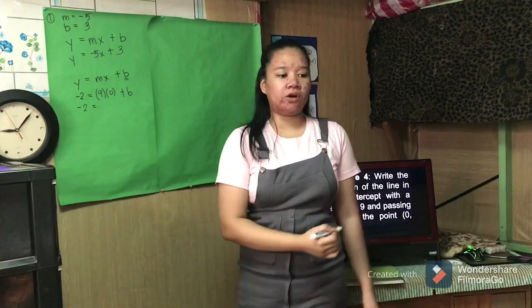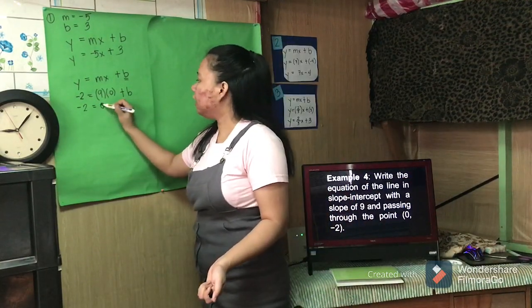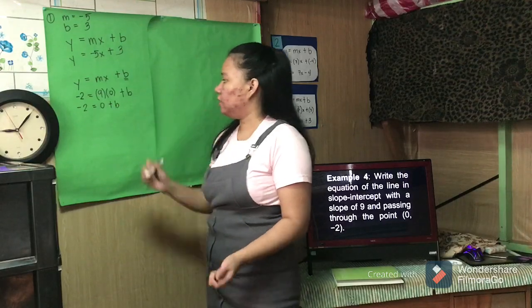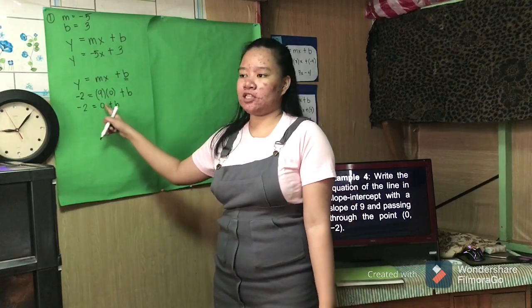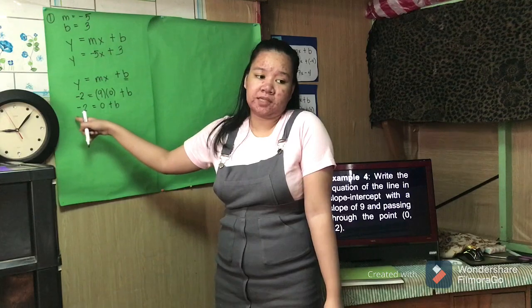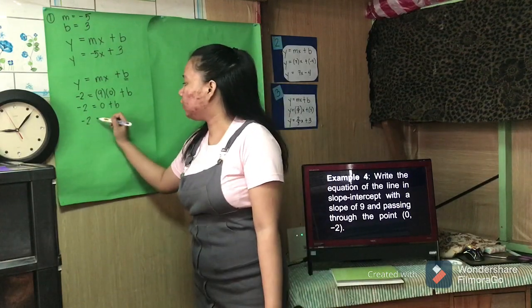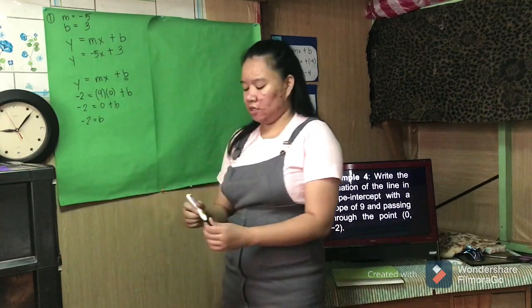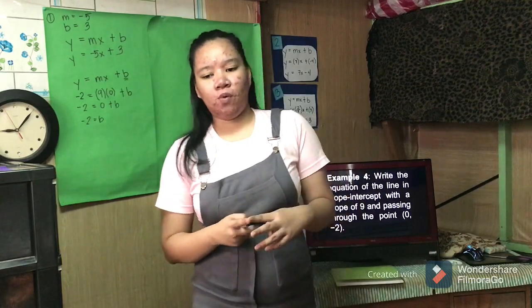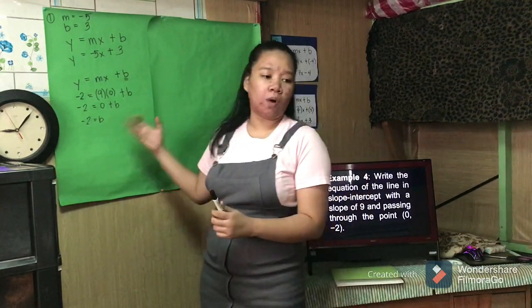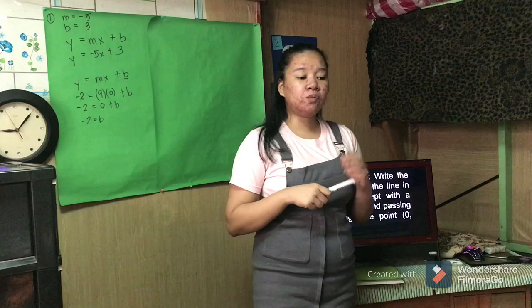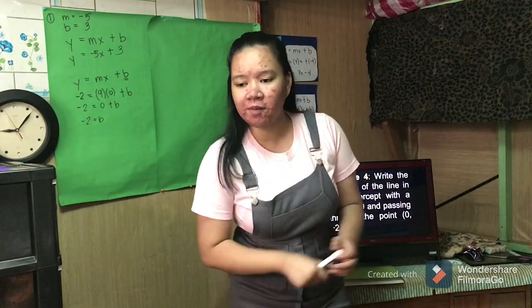9 multiplied by 0 is 0. Very good. Then copy plus b. Since it is 0, if you transpose it there, it will be the same. So just copy here: -2 is equal to b. So now we already have the value of the y-intercept. Can we now write the equation in slope-intercept form?